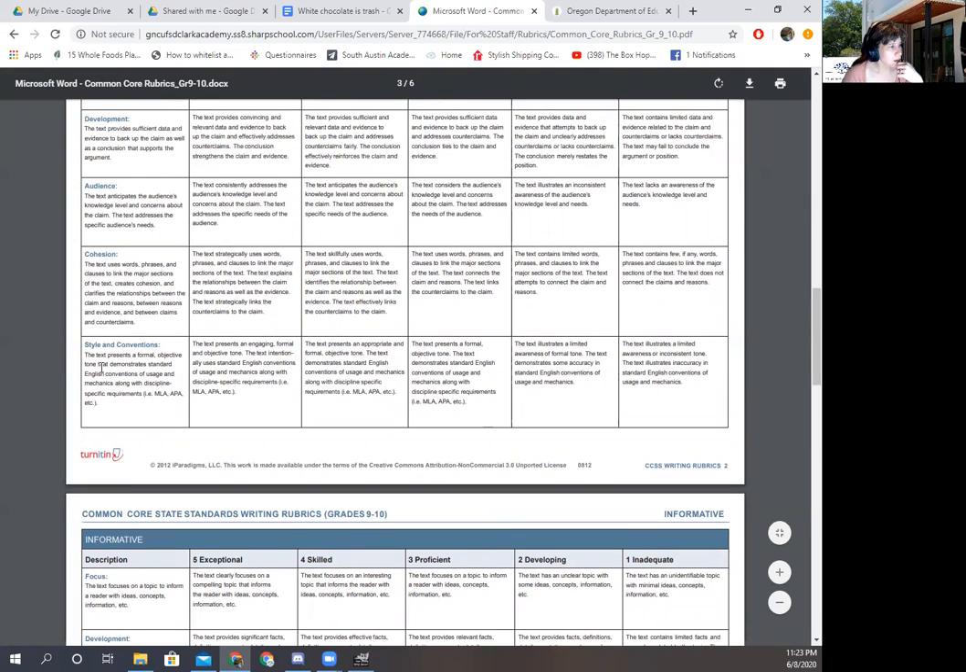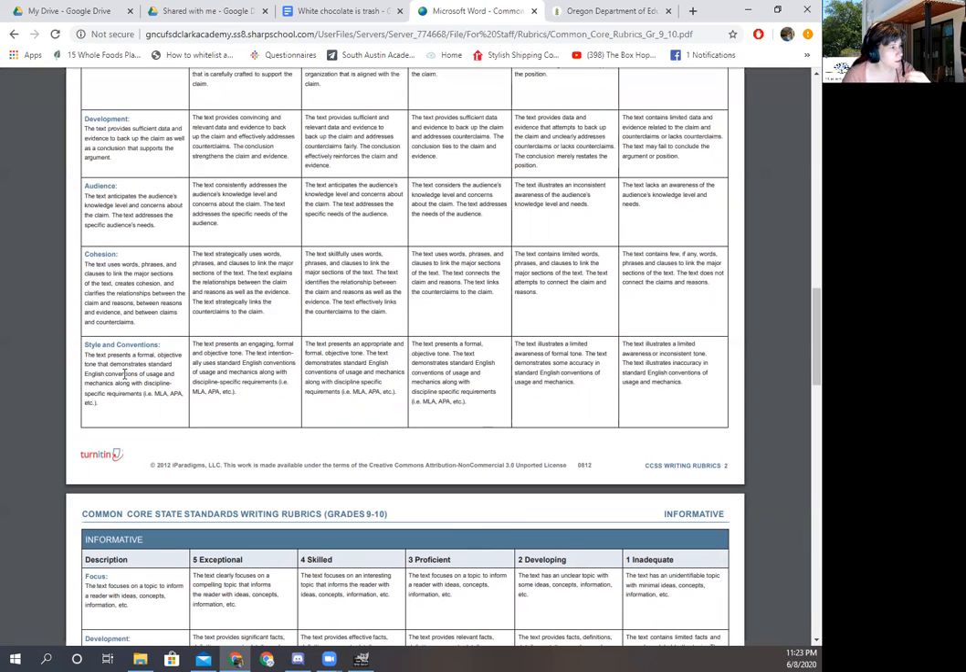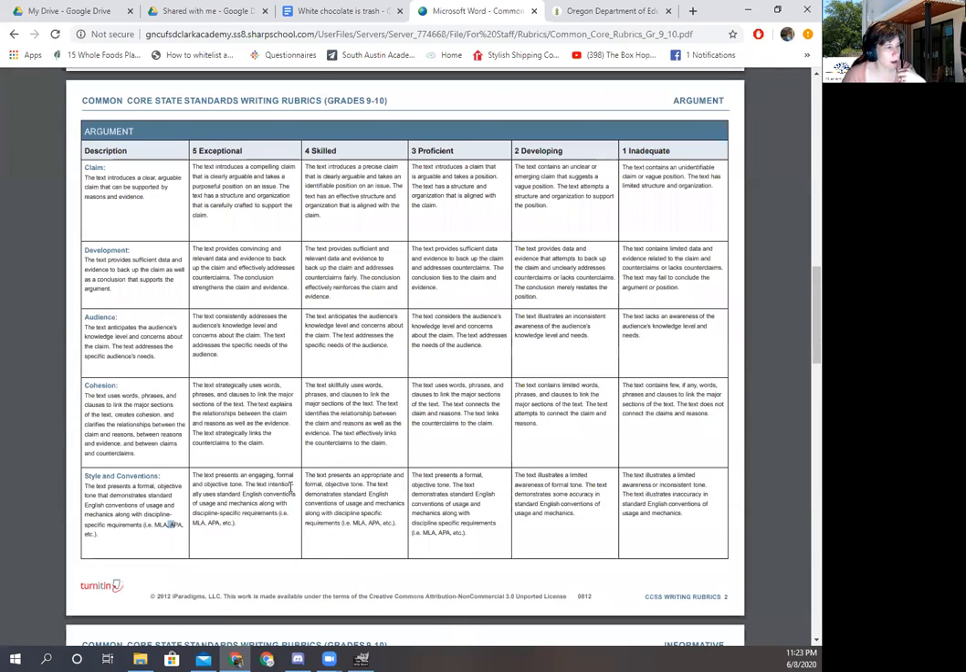So what I do is go back to my rubric. This bottom one here is style and convention: the text presents a formal, objective tone. So I'm going to look for that, along with English conventions of usage and mechanics and discipline-specific requirements. This was required to be in MLA, and I already saw a couple of mistakes. If the rest of it is good, I would probably just knock off a point or so in here because it's not exactly MLA.